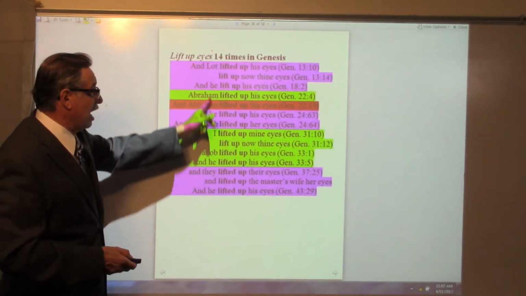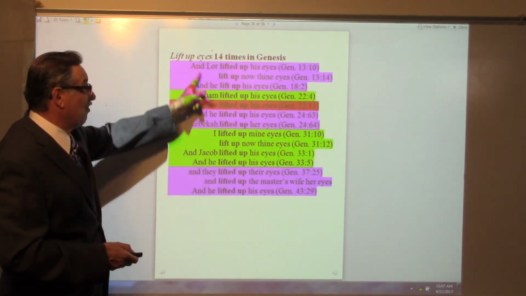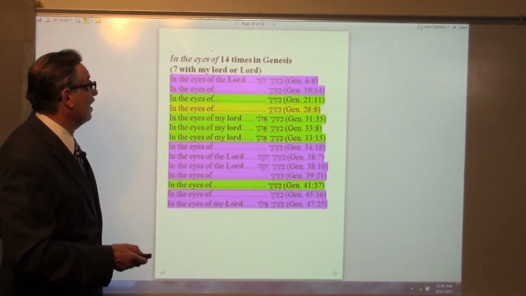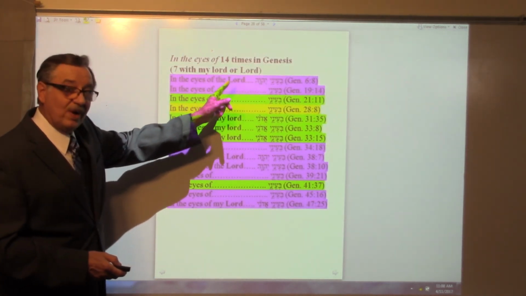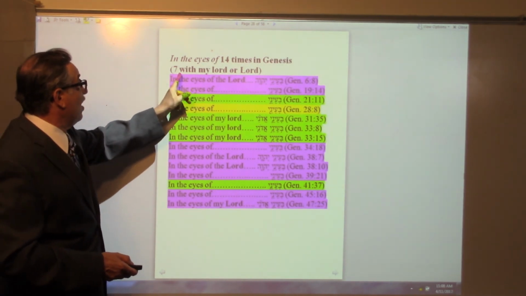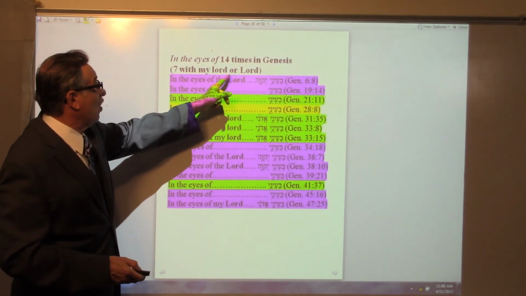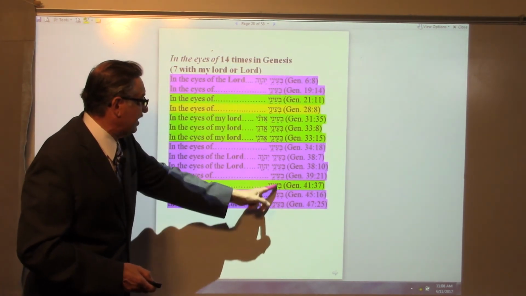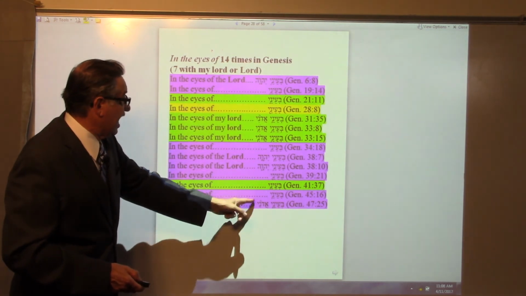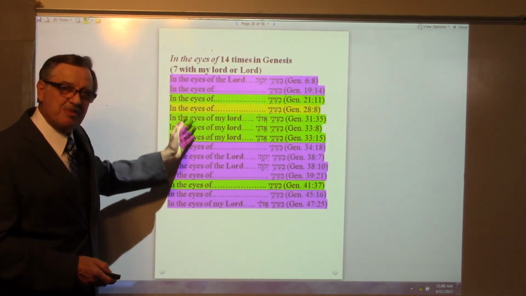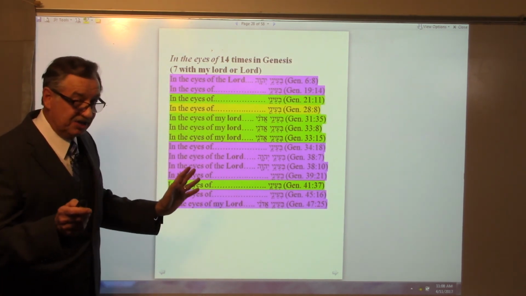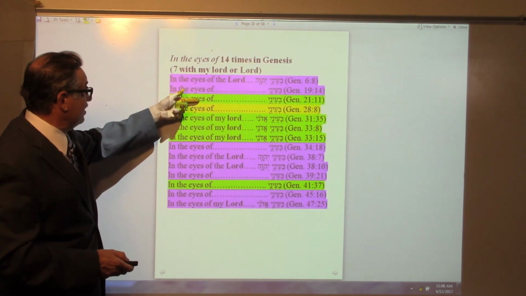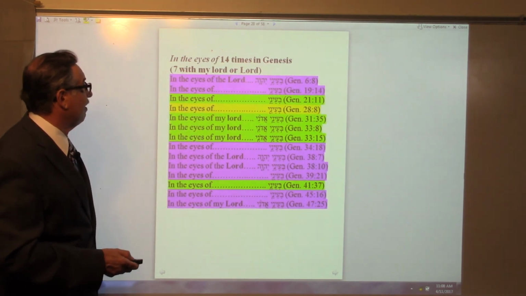Lift up eyes. This is a double 7. That's double heptadic meter, 14 times. Here's the Hebrew. In the eyes of, again, 14 times. But with my Lord, another 7 inside the 7. So we have 14, and 7 of the 14 have this in front of it, a double heptadic meter. Supposedly assembled by Yahwist, Elohist, priestly code, and so forth.